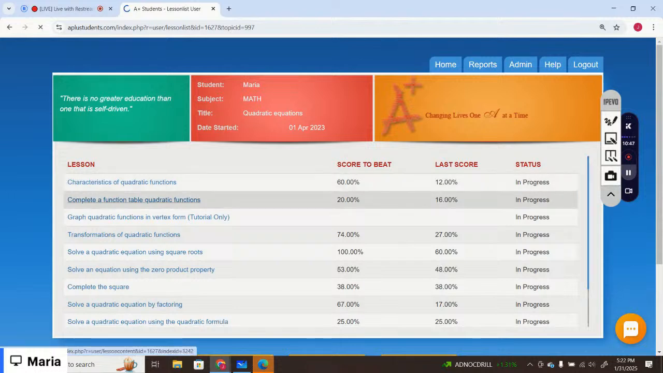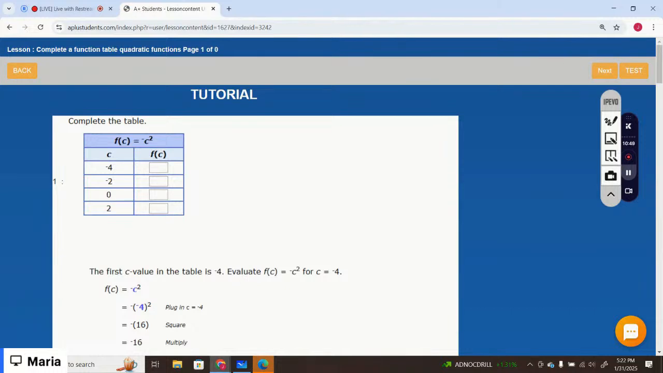Complete a function table, quadratic functions. Complete the table. You are given the function f of c equals -c square. You have to complete the table. You are given the values of c. You have to put these values in the function one by one, and then calculate the value of f of c.